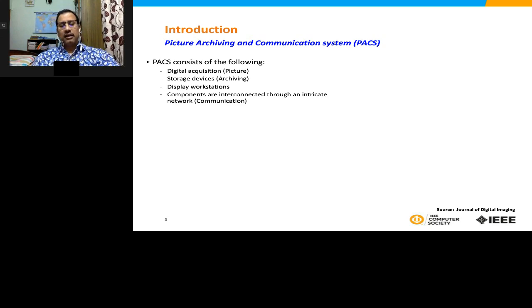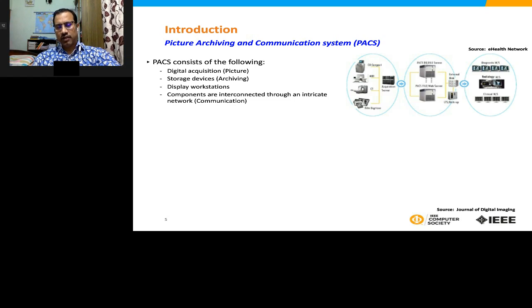Next, this figure demonstrates the various stages, or the various components, of a modern PACS system.